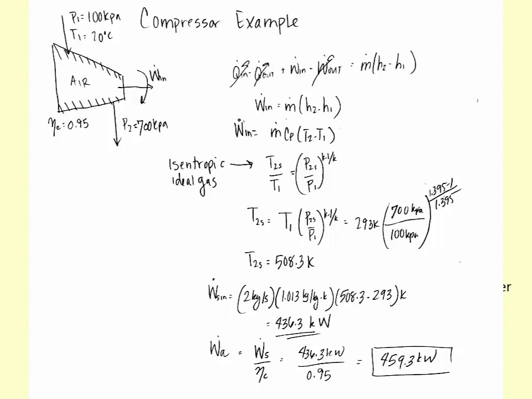So the isentropic efficiency for a compressor is W dot S over W dot A. So W dot A is equal to this W dot S divided by the compressor efficiency. So it's 436.3 divided by 0.95. So we find that the actual work input or power input to this compressor is 459.3 kilowatts.